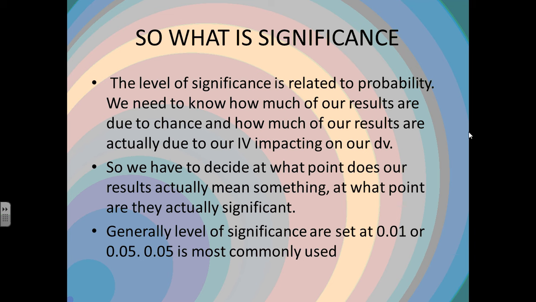So we set this at the start of our experiment. Usually it's been set at 0.05, sometimes at 0.01, but most of the time for psychology, just go for the straight 0.05. Now 0.05 basically means that we're allowing up to 5% of the effects on our DV to be due to chance. So 95% needs to be, as a very minimum, due to our IV for us to actually say that it is significant, that it means something.